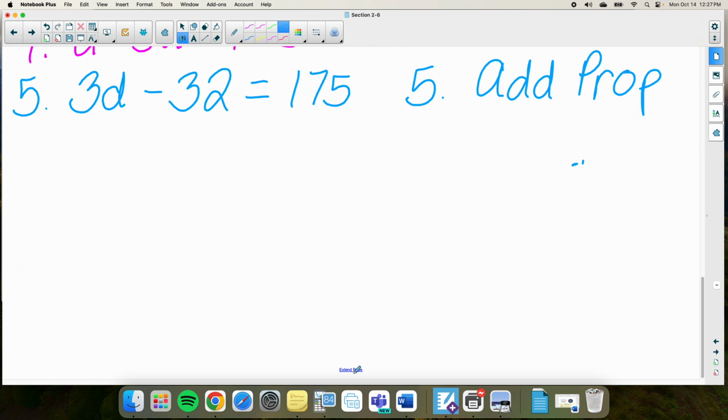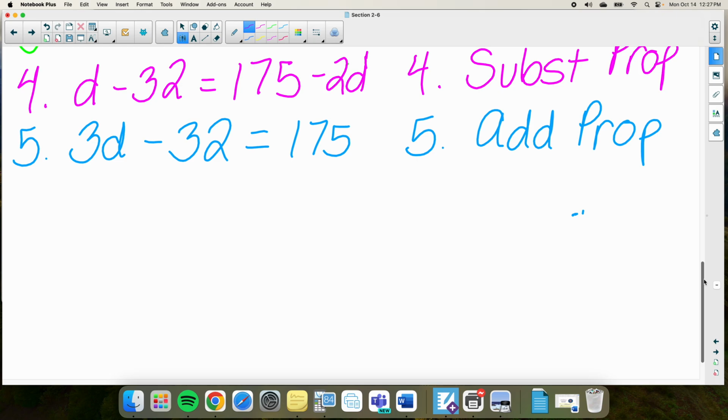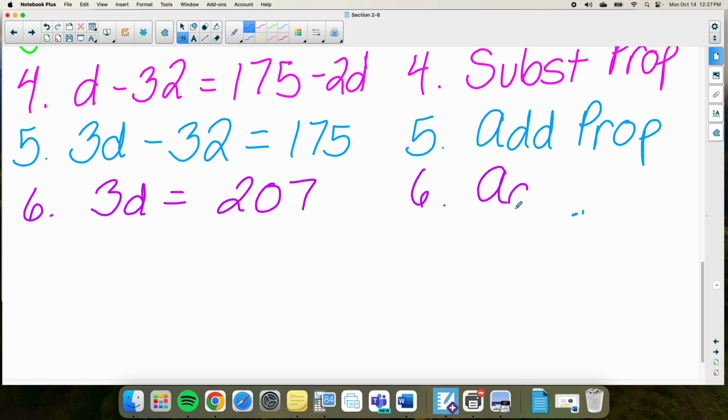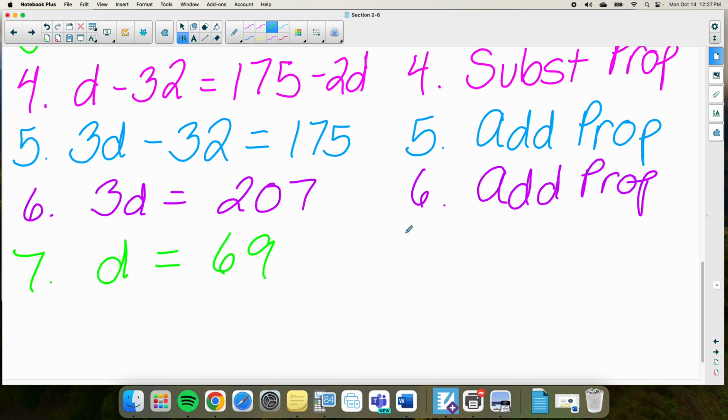What would I do next? Add 32. So when I do that, I get 3D equals 207. And that is addition property again. And then what would our last step be? Divide. Very good. So we can say D equals 69, and that is by the division property.